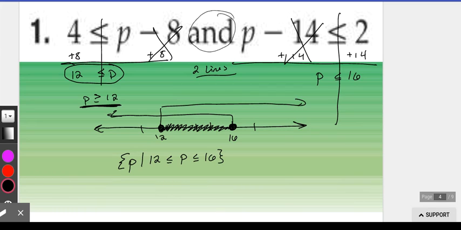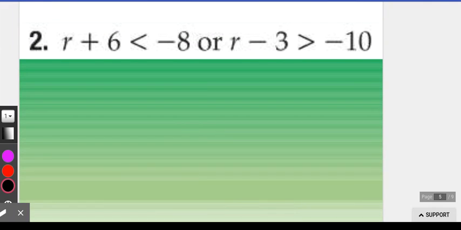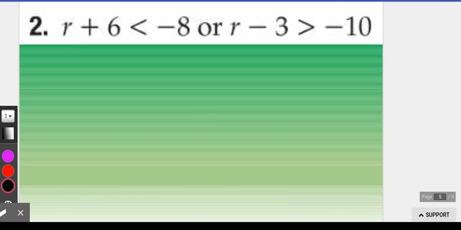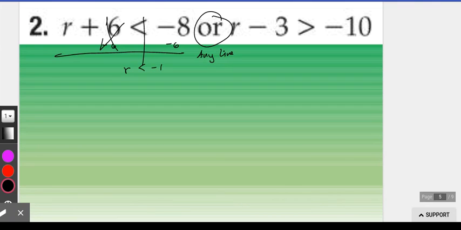Sub would please pause the video and give the students 2 minutes to complete number 2. All right, for number 2, this is an or statement. So I'm going to shade where there's any line. It doesn't matter whether it's 1, 2, or 20, I'm going to shade. So I need to solve these individually. So this first one, minus 6 on both sides. And I get r is less than negative 14. The second one, I would add 3 to both sides. I would get r is greater than negative 7.